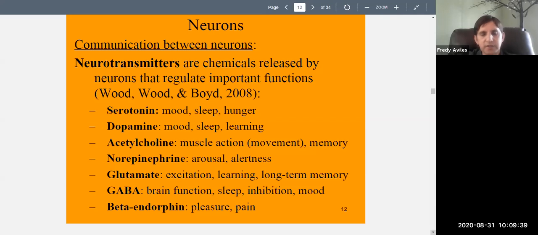Glutamate is the main excitatory neurotransmitter that allows the neurons to actually send signals to each other, to fire. Without glutamate, the neurons cannot send signals to each other. So it's involved in the excitation of those neurons. It's also involved with learning and long-term memory as well.